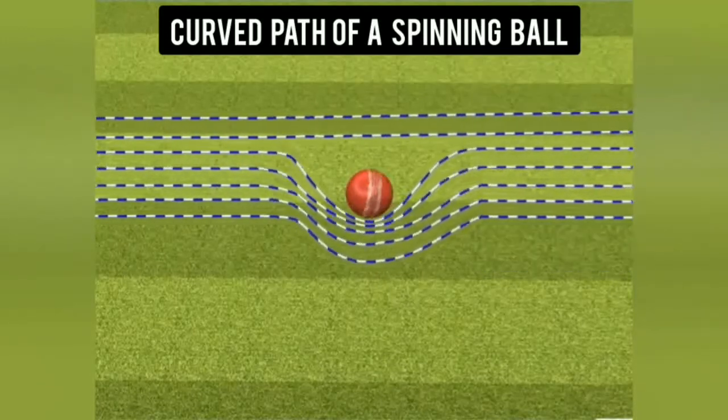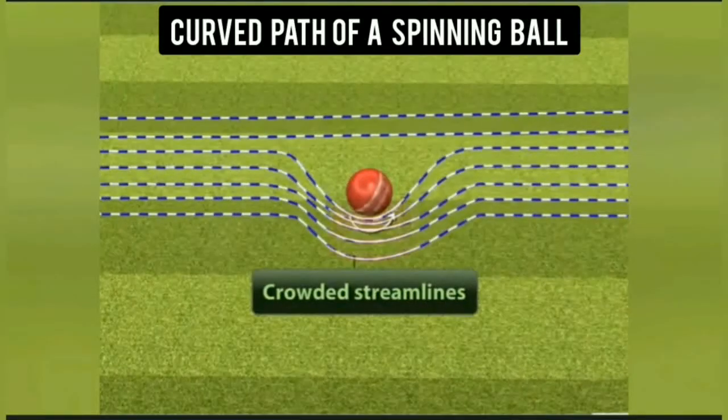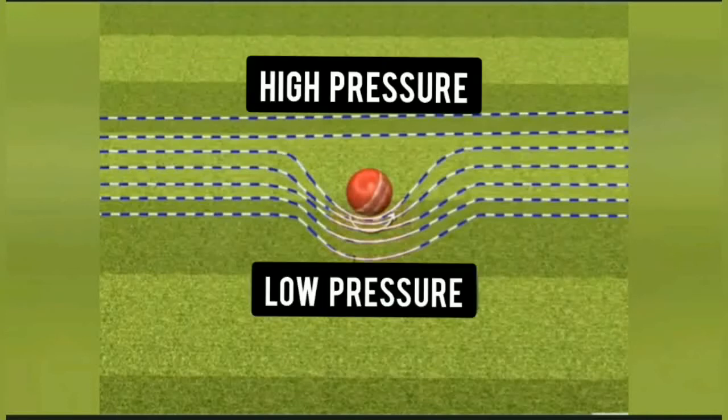Thus, the velocity and hence kinetic energy of the layer of the air above the ball becomes less than that below it. Now, as per Bernoulli's theorem, the pressure energy and hence pressure of the air above the ball becomes greater than that below it. Due to this difference in the pressure on the two sides of the ball, the path of the ball becomes curved.